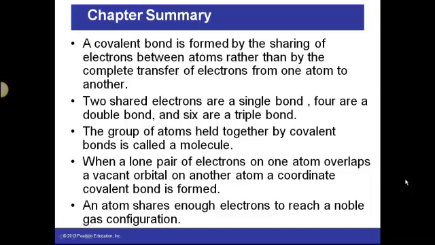And then we saw that when you're forming covalent bonds, an atom shares enough electrons to reach the noble gas configuration, whether that's 2 electrons for hydrogen or typically 8 electrons for all of the other elements. Although we did see some notable exceptions to the octet rule in reaching a noble gas configuration.